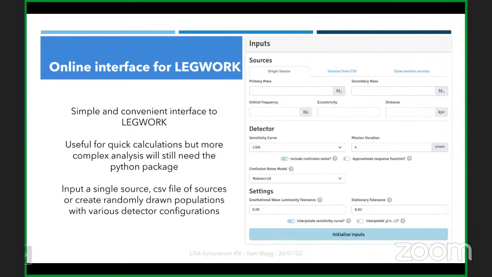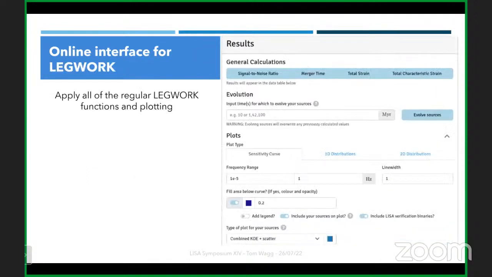You can input a single source. You can plop in a whole CSV of sources if you just follow our format, or you can draw random sources from different distributions that we've got in there. And you can use different detector settings, as you see, change the tolerances. And then you can do all of the usual LEGWORK things. So you can calculate signal-to-noise ratios, merger times, strains. You can evolve your population and make a bunch of plots as well. So all of that is there.